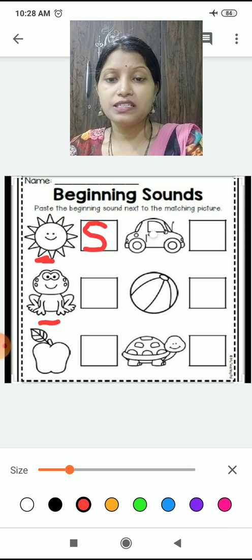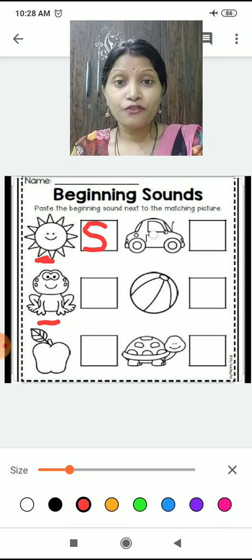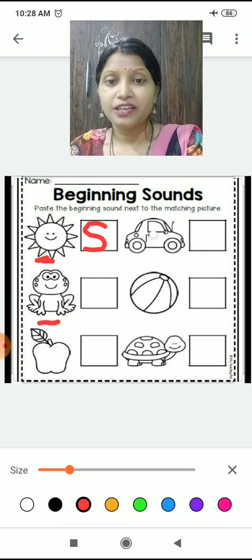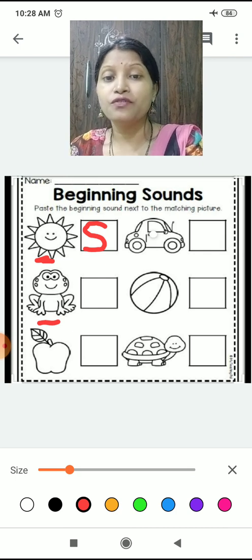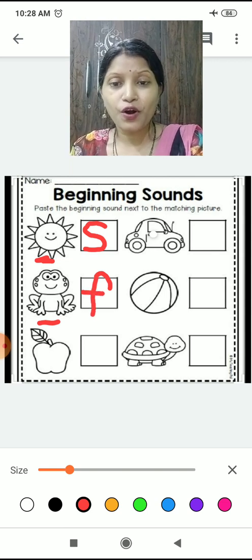So next is, what is it, children? We see it in the rainy season. Frog. Yes, frog. So which alphabet are we going to write here? Yes, F. F is for frog.